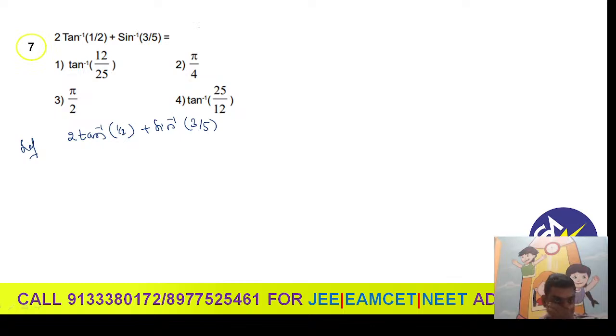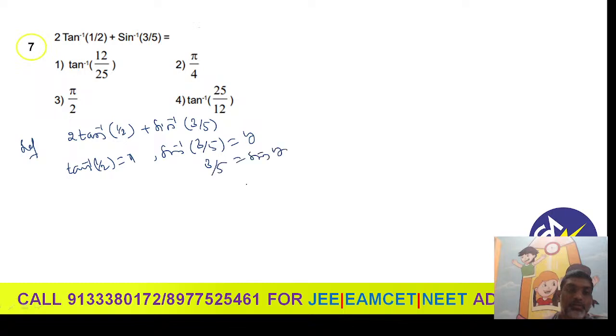So let us take tan inverse of 1 by 2. For example, if you take tan inverse of 1 by 2 is equal to x, and sine inverse of 3 by 5 is equal to y, then we can get 3 by 5 is equal to sine y, and 1 by 2 is equal to tan x. So what we are getting here is 2x plus y.